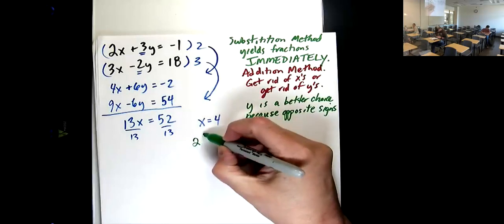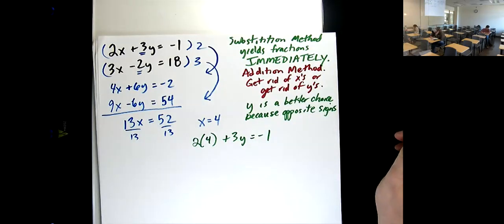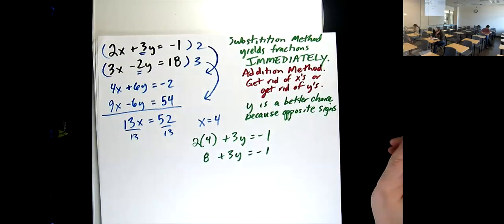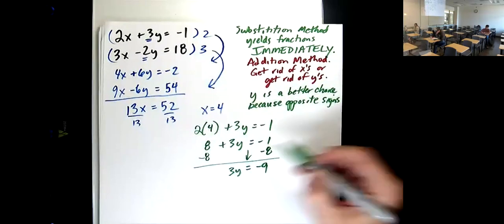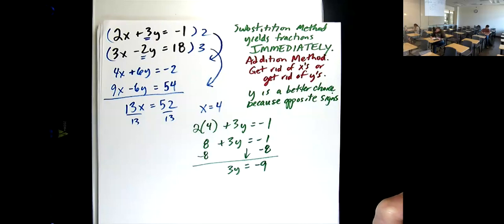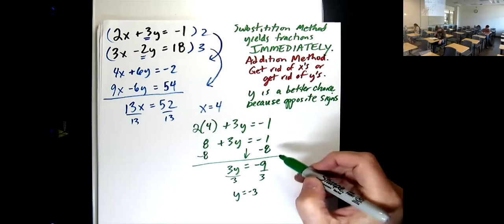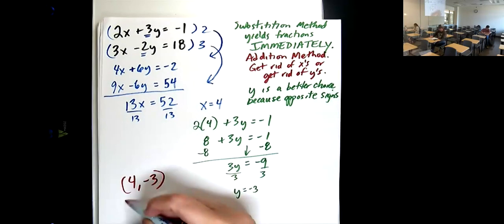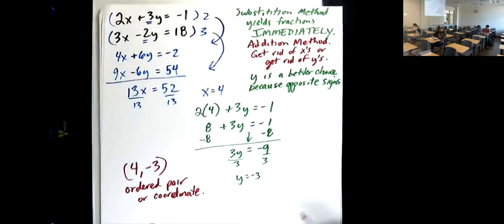So 2 times 4 plus 3y equals -1. So we get 8 plus 3y equals -1. Subtract 8. We get 3y equals -9. Divide by 3 and I get y equals -3. The answer is a ordered pair. It's a coordinate. They go together. That's the answer.